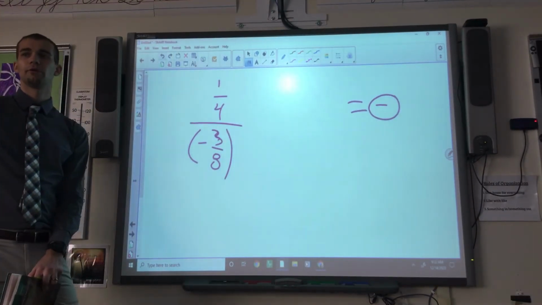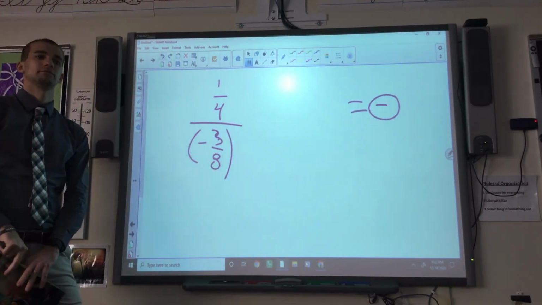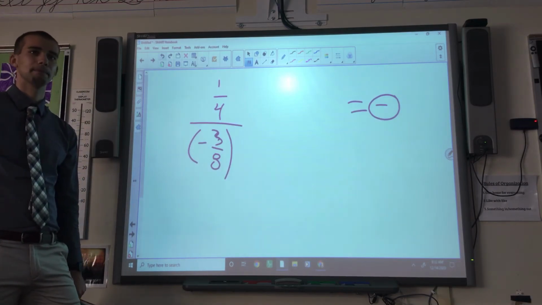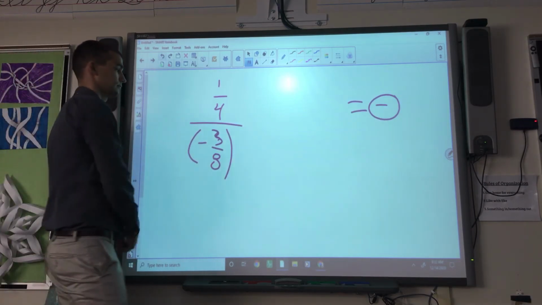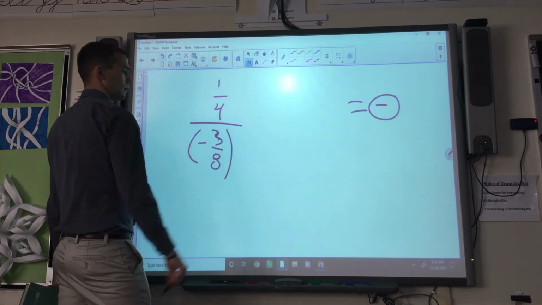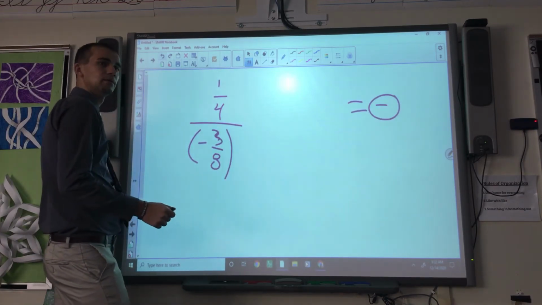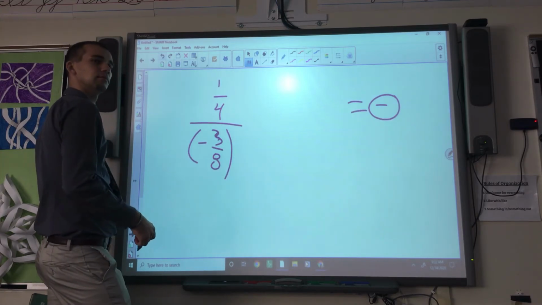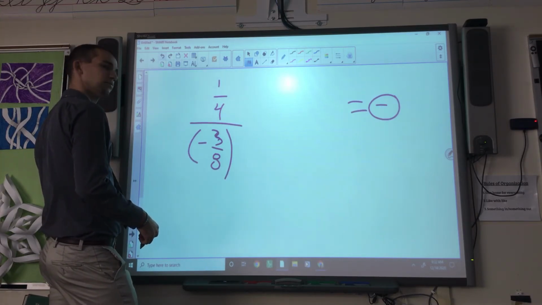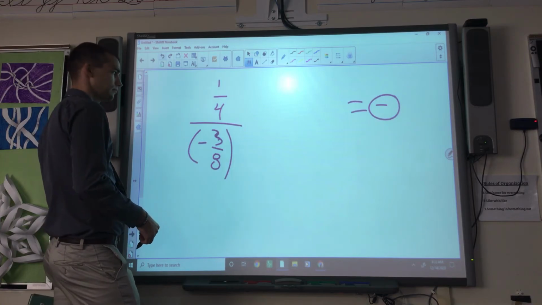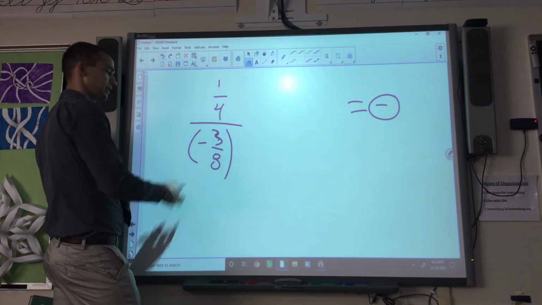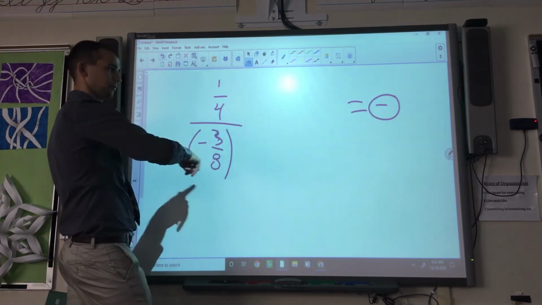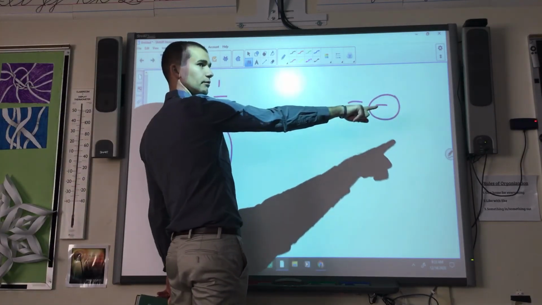Yeah? You wanna write it as 1/4 divided by 3/8 for a start. You mean negative 3/8? You're talking about the fact that we already had a negative right there?